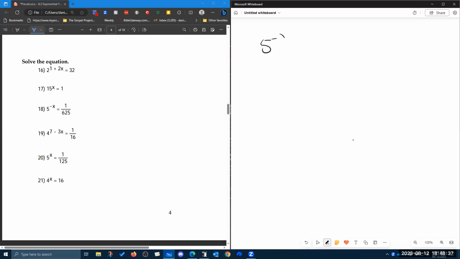5 to the negative x is equal to 1 over 625. So 5 to the negative x is equal to 5 to the negative 4th. Negative x is equal to negative 4. And x is equal to 4.